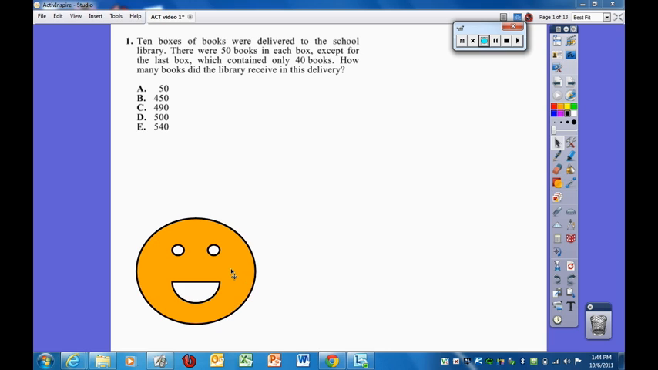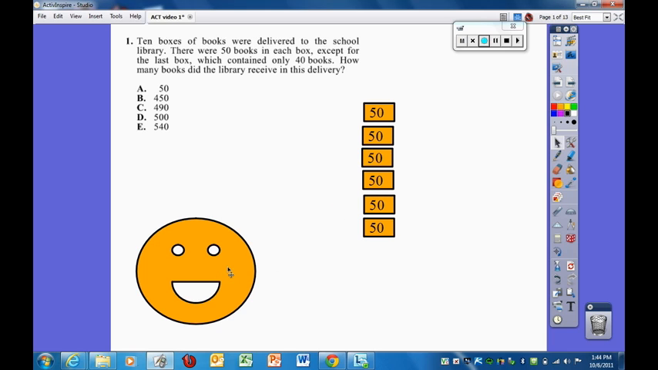Okay, problem number 1. We have 10 boxes of books being delivered, and all of those boxes have 50 books in them, except for the last box that is delivered, which only has 40 books in it. Alright, so these boxes are being delivered. I'm pulling them out here to show you the boxes that have 50 books in them. Okay, there should be 9 of those. 1, 2, 3, 4, 5, 6, 7, 8, 9. And then the last box has 40 books in it.